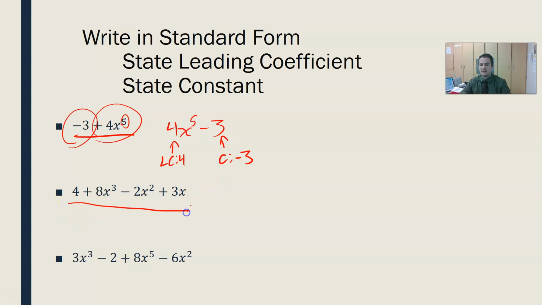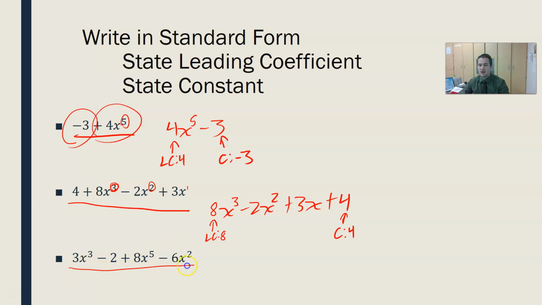This next one, if I'm writing this in standard form, I need to write this term first because it has the largest exponent, then this one, and then the constant at the very end. So I'm going to write that as 8x cubed minus 2x squared plus 3x plus 4. The leading coefficient is the first one here, so the leading coefficient is 8. And the constant is the term that doesn't have a variable, which is 4.